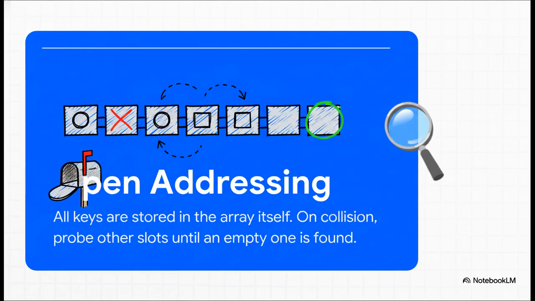And that check the next mailbox strategy, we call that open addressing. Here, everything, all your data, has to live inside the main array. There are no buckets, no folders. When a collision happens, you have to probe, which is just a fancy word for check, the next slots in a sequence until you find an open one.